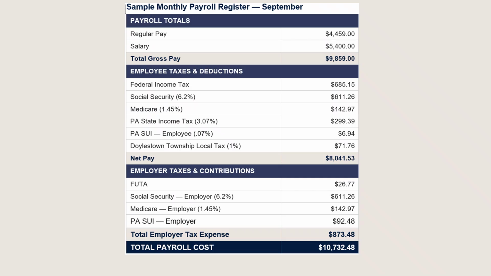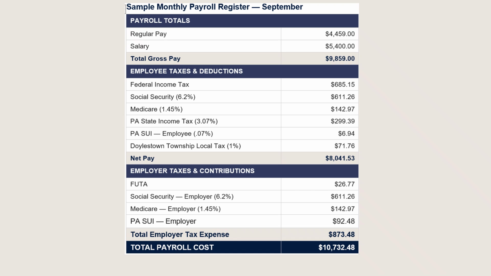For this example problem in this module, we only use taxes, but if you had garnishment, if you had health insurance, if you had retirement plans, union dues, any deductions that you would have would be in this section. So this one lists only taxes that came out. Then we have our net pay, so that's going to be the amount of cash that actually goes out the door. And then we have the employer taxes and contributions.